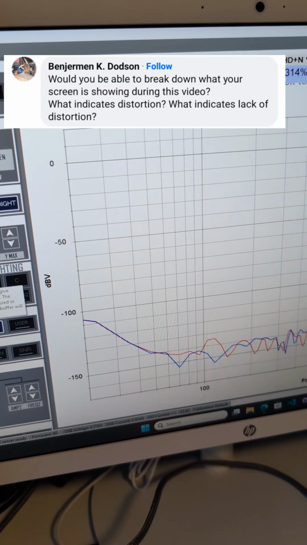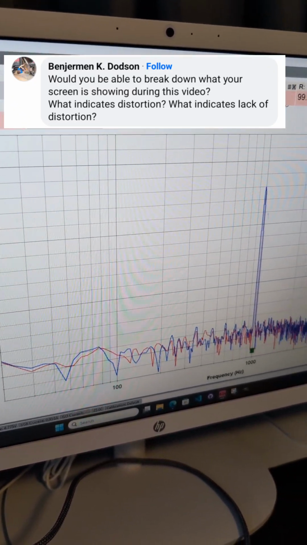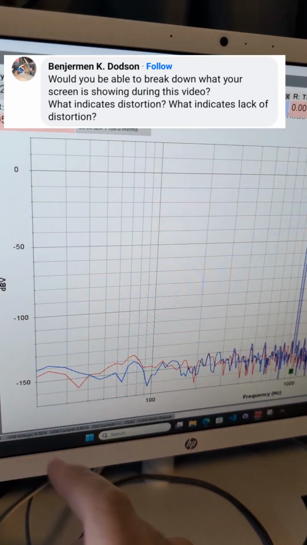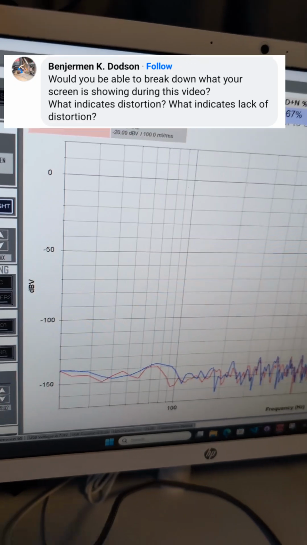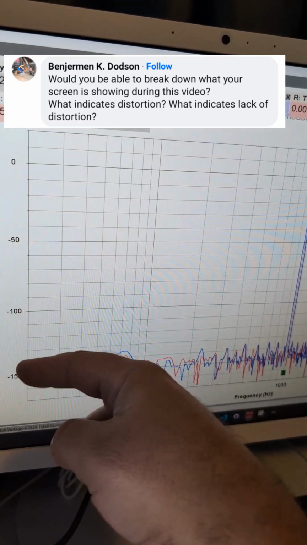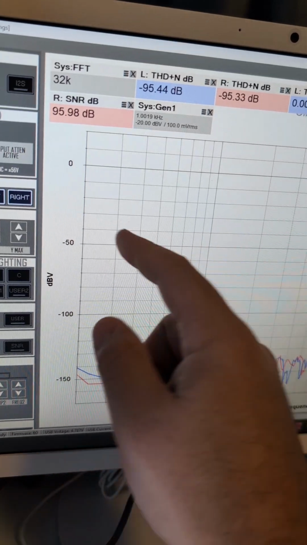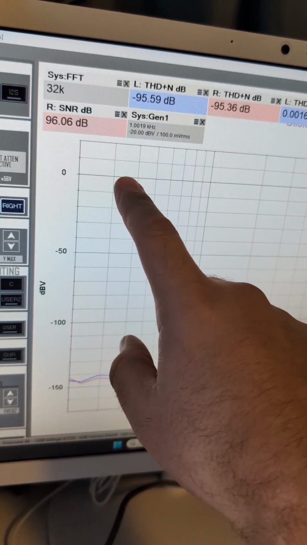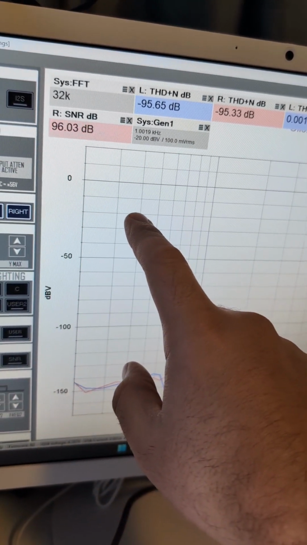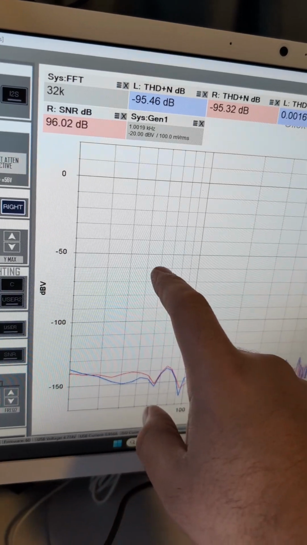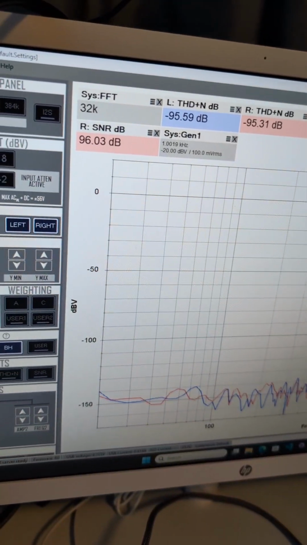The question is, how can we tell what is noise versus what isn't on a graph like this? First thing I want to explain is what we're looking at here. Essentially, it's a log 20 scale of voltage, 0 being 1 volt RMS, negative 20 being 100 millivolts, negative 50 being like 0.001, and so on.